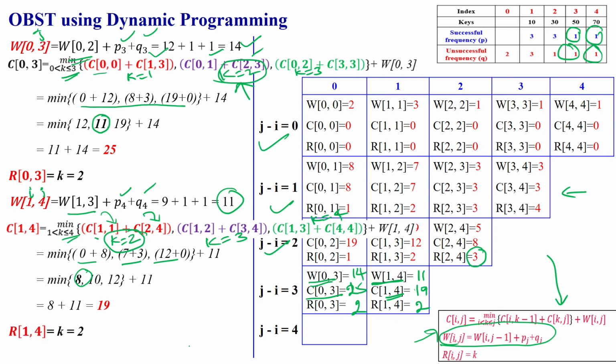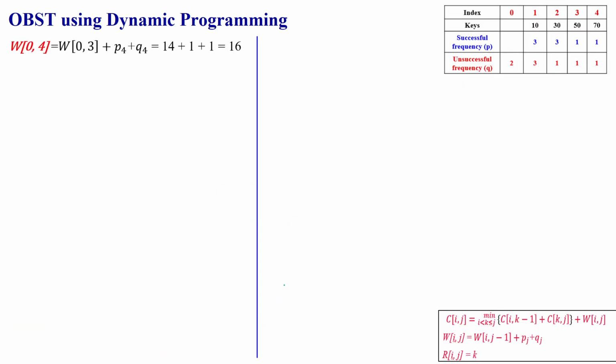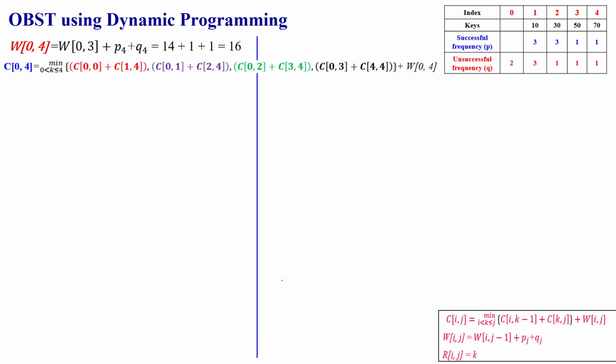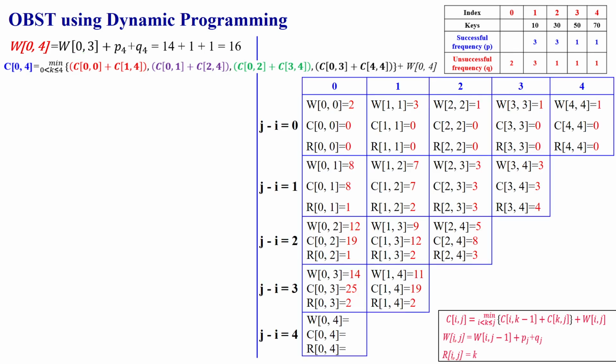Then we have to calculate the next value, right? W of 0 comma 4. So for w of 0 comma 4, here you have to identify the w of 0 comma 3, which is already calculated. We can use that from the table.